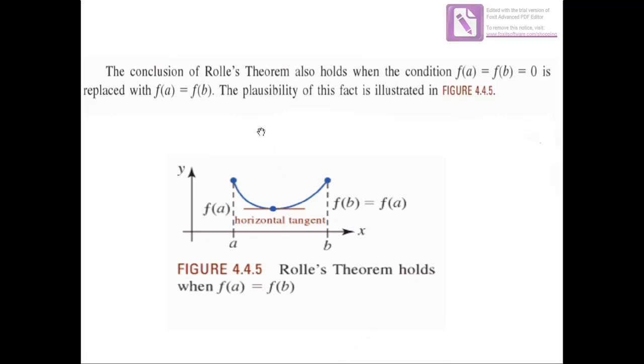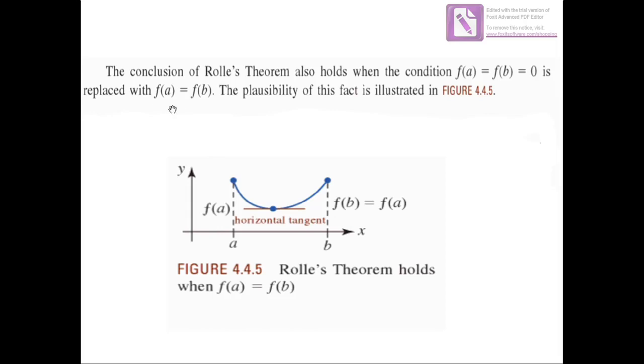The conclusion of Rolle's theorem also holds when the condition f(a) = f(b) = 0 is replaced with f(a) = f(b). So if your function f is continuous, it is differentiable. In Rolle's theorem we said if f(a) is equal to f(b) is equal to 0, then we conclude that there exists c such that f'(c) is equal to 0.